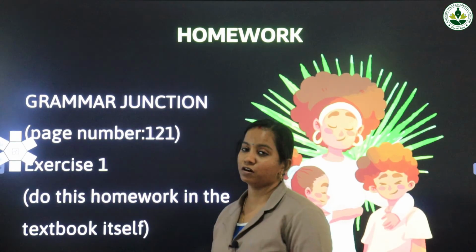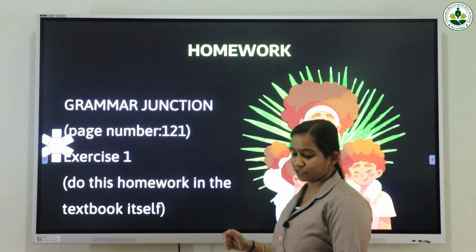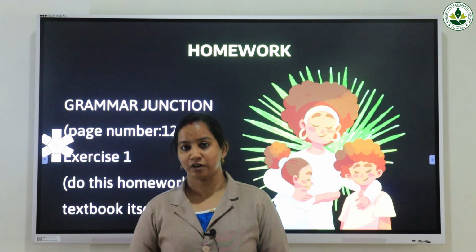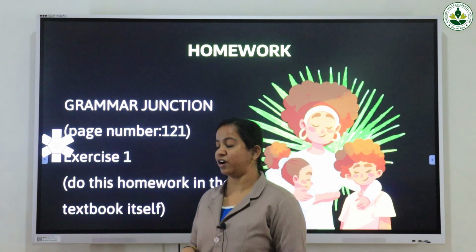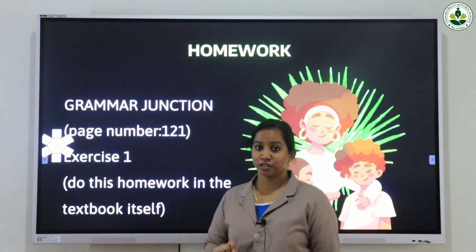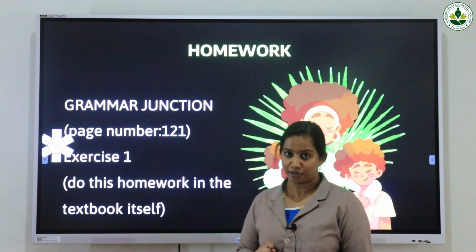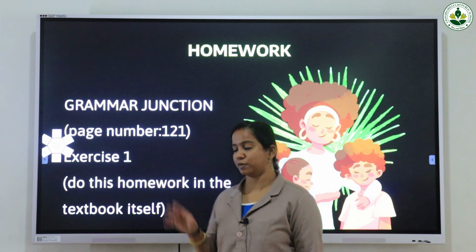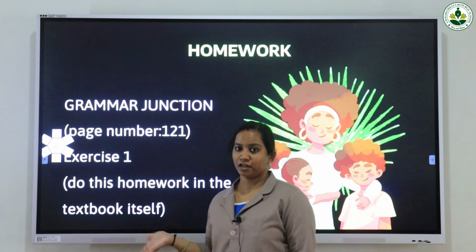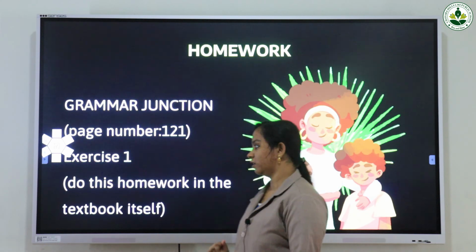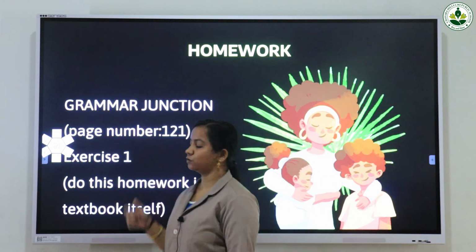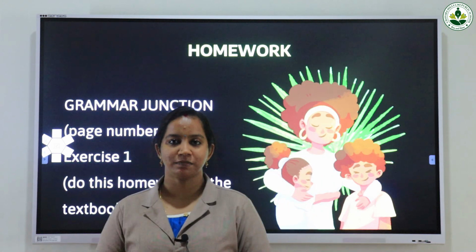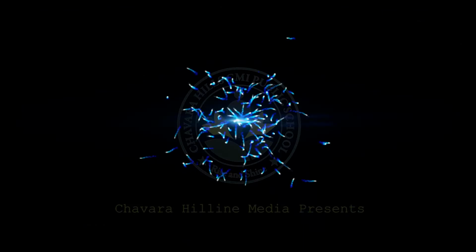So I have homework for you. Grammar Junction, page number 121. There you could see exercise number 1, and you have to do this homework in your textbook only. You don't have to write down the answers in your notebook, but you have to do this homework in the textbook itself. Okay. So until we meet next time, thank you.